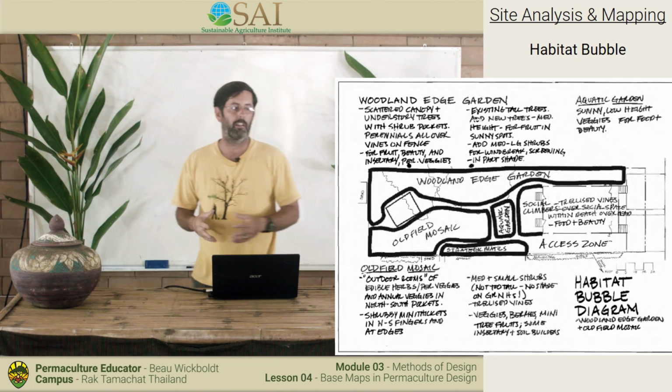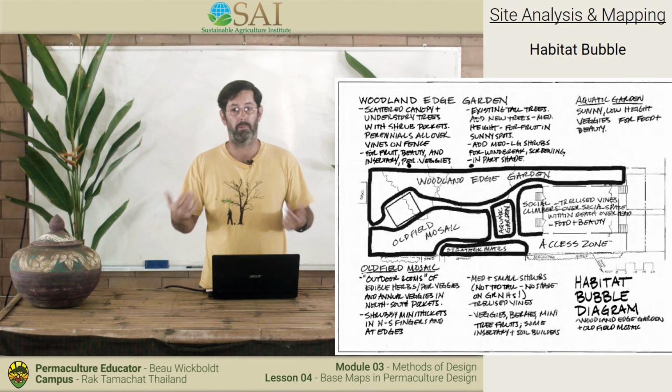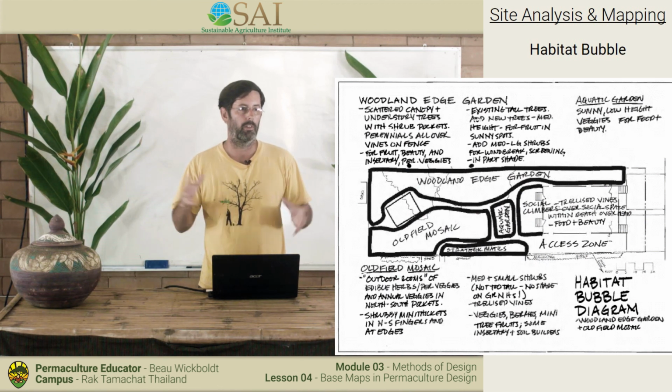So now at this point, they're kind of showing the zones, okay? In architecture, they call that habitat bubble diagrams. In permaculture, we call it zoning or zonation, okay?